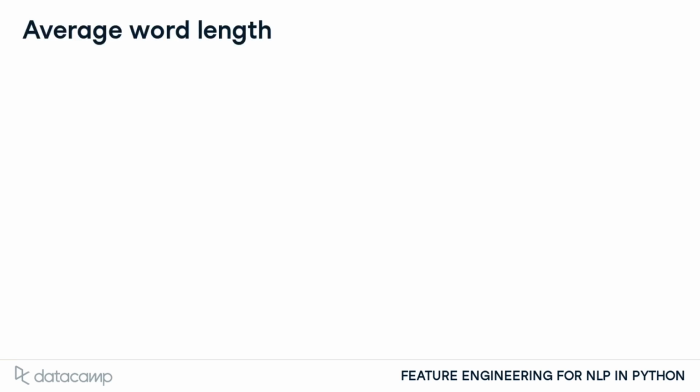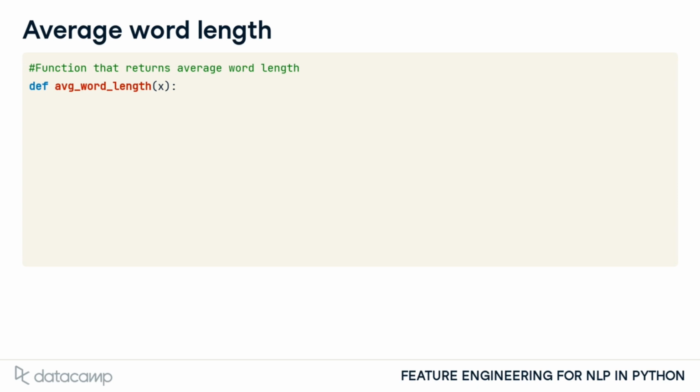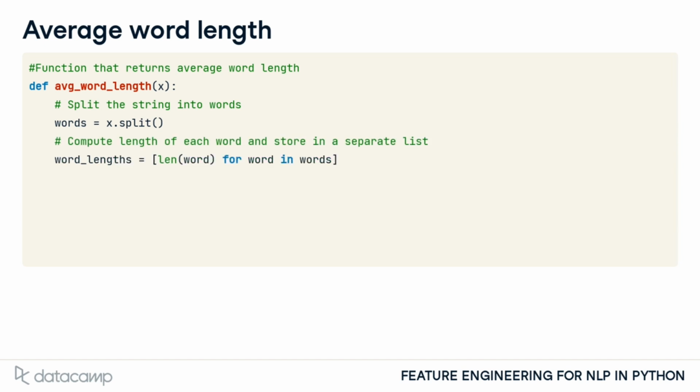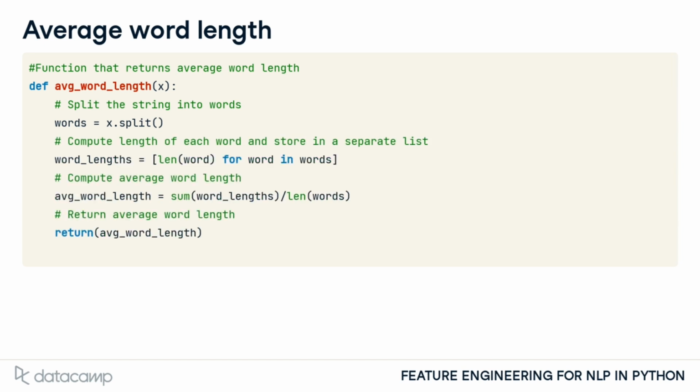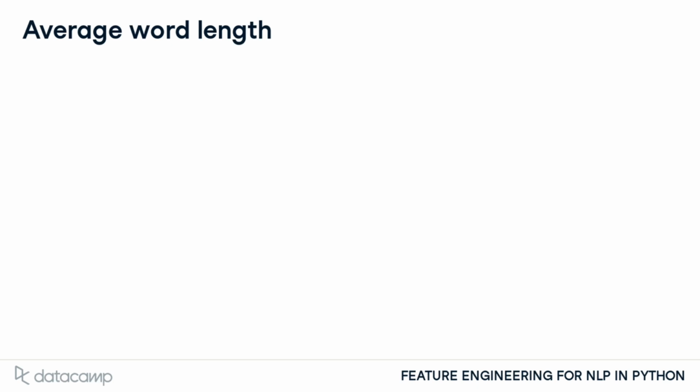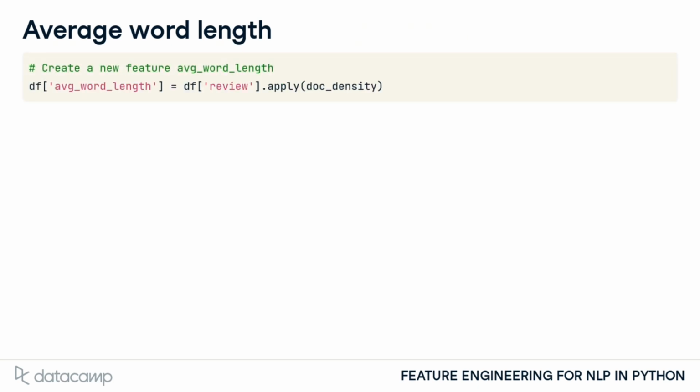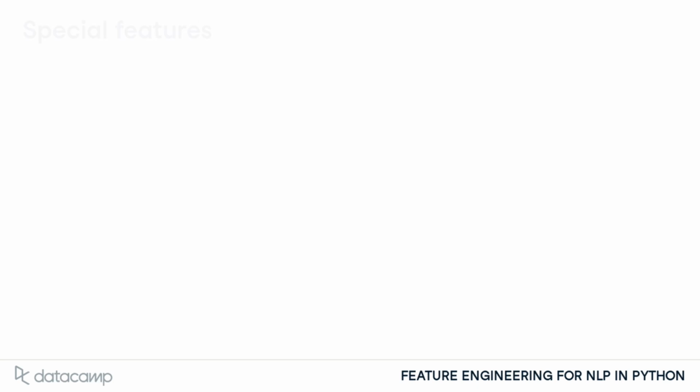Let's now compute the average length of words in a string. Let's define a function avg_word_length which takes in a string and returns the average word length. We first split the string into words and compute the length of each word. Next, we compute the average word length by dividing the sum of the lengths of all words by the number of words. We can now pass this into apply to generate an average word length feature like before.